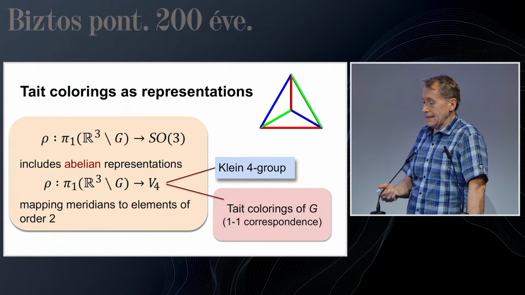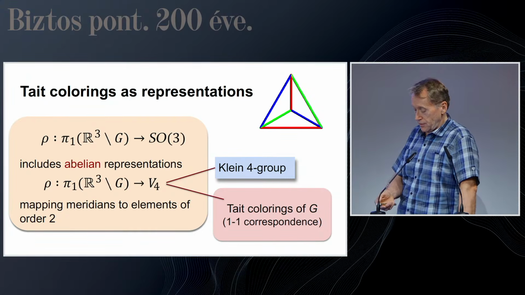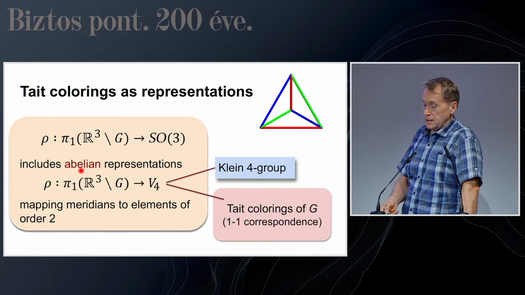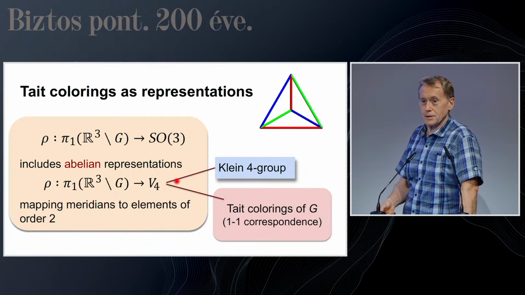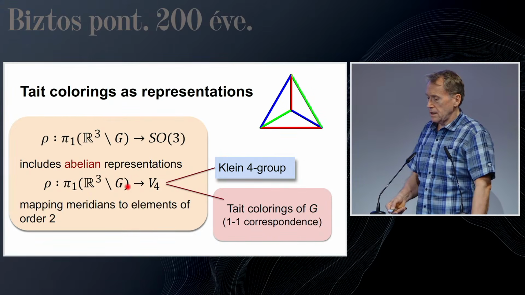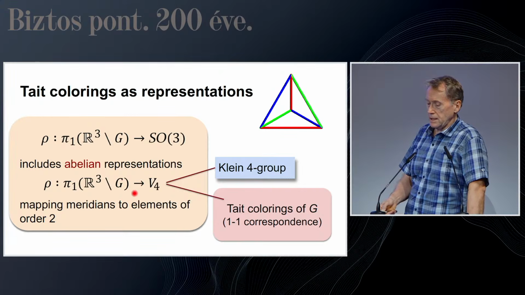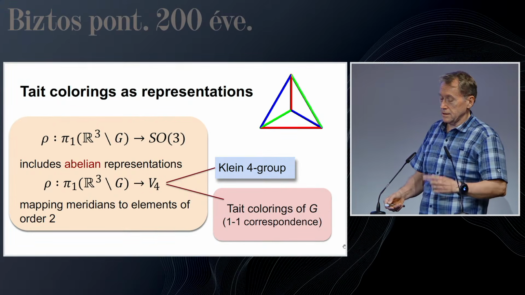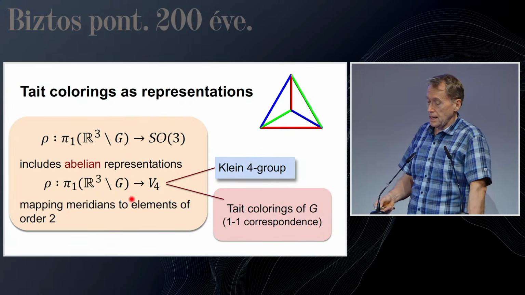So how do you get representations of the fundamental group into SO3? Well, the easiest way to do it is to look for abelian representations. And SO3 has a slightly more interesting abelian subgroup, the Klein 4 group, Z2 times Z2. These representations have a nice meaning in terms of graph theory. They're what are called Tait colorings. I'm insisting that the meridian of every edge goes to a non-trivial element.